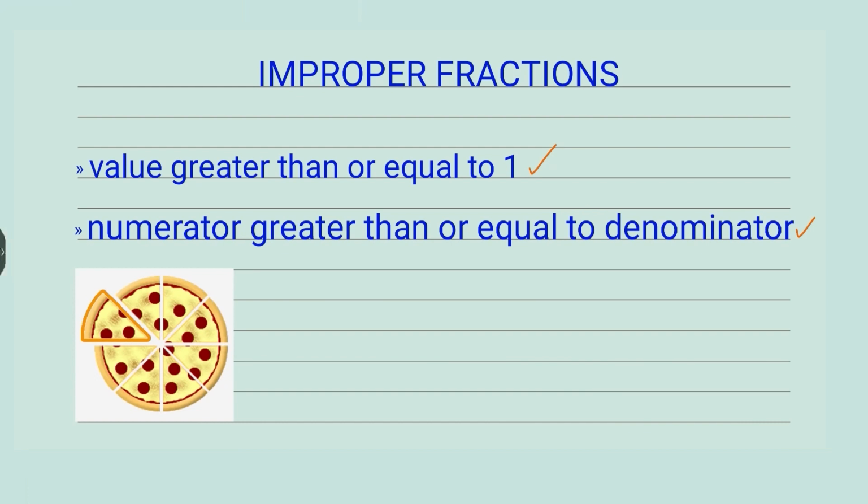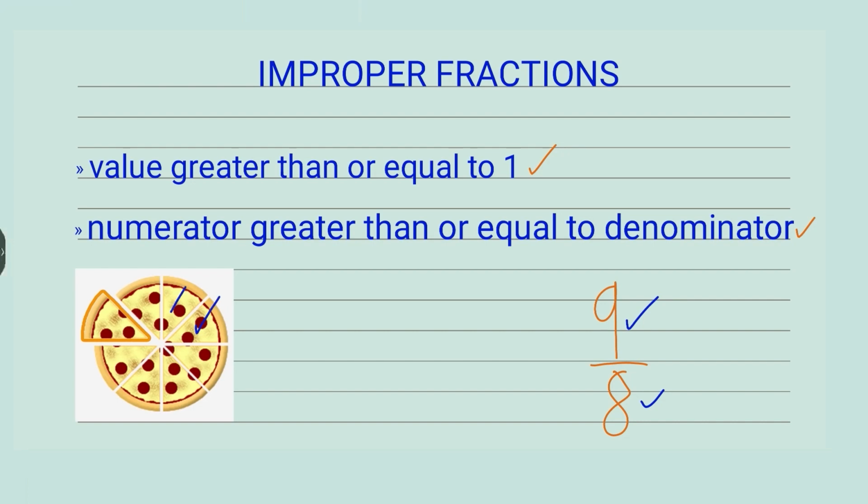Let's take an example of a pizza cut into 8 slices. Consider the fraction 9 by 8. Here, the numerator 9 is greater than the denominator 8. So this is an improper fraction. Let's look at a pictorial view of the fraction. The denominator is 8, so the pizza is cut into 8 slices. The numerator is 9, so we have to select 9 slices.